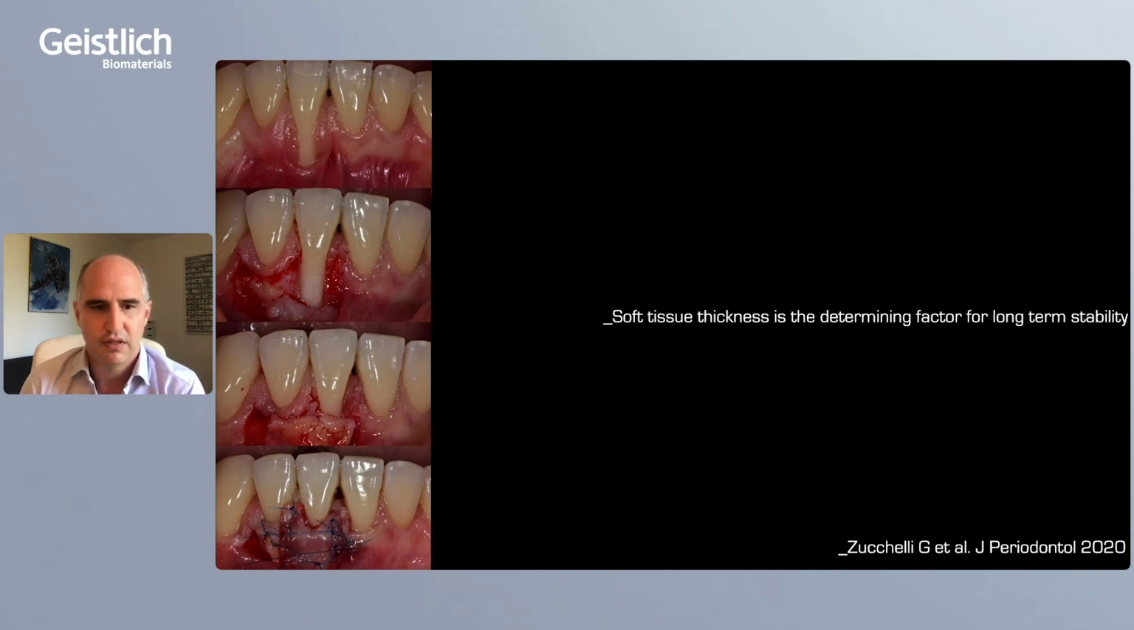We know that it's not underlying bone. We know that it is an adequate amount of soft tissue thickness, which is determining the long-term stability after coverage of recession type defects. So, to answer the question, what are we doing in the field of plastic periodontal surgery, in the field of recession coverage with our soft tissue? Well, we thicken the soft tissue biotype, and that seems to be stable over time.